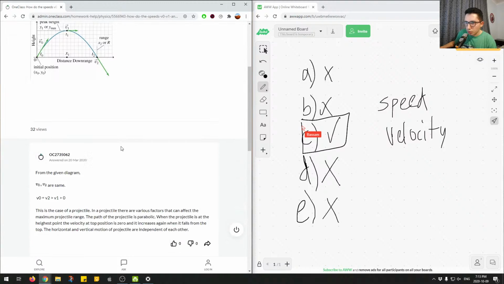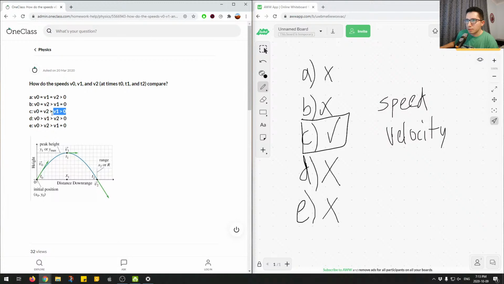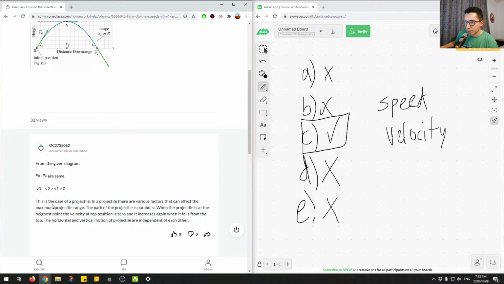So we'll scroll down and look at the attempted solution. From the given diagram, v0 and v2 are the same. So we have v0 is equal to v2 is greater than v1 is greater than 0, and this is option C. So the student selected the correct answer.